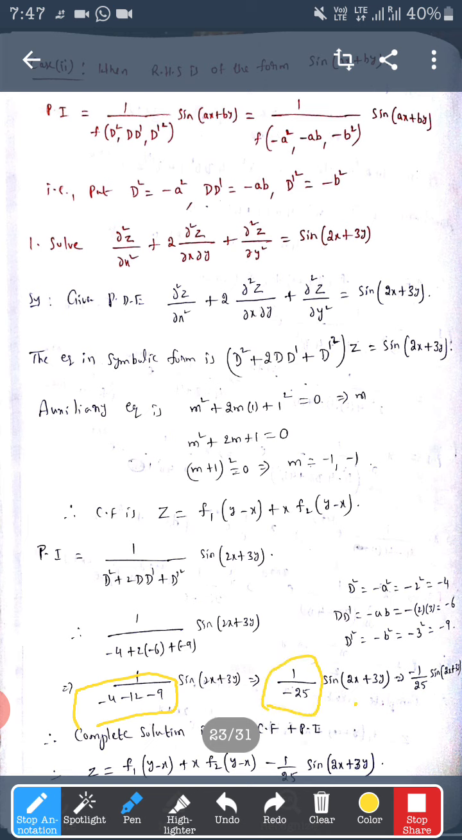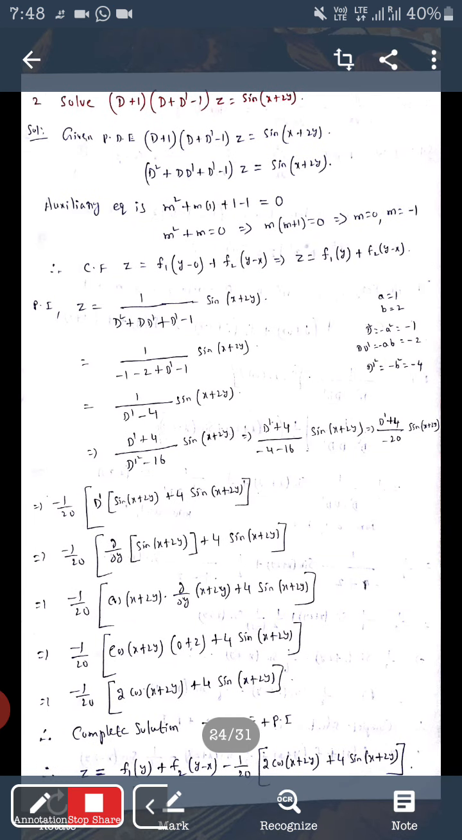So this is in the denominator, and it is not equal to 0. Therefore, we will continue this procedure. There is no problem. Therefore, the PI is minus 1 by 25 into sin(2x + 3y). Therefore, the complete solution is z equals CF plus PI. So this is the procedure whenever the right hand side is sin(ax + by).